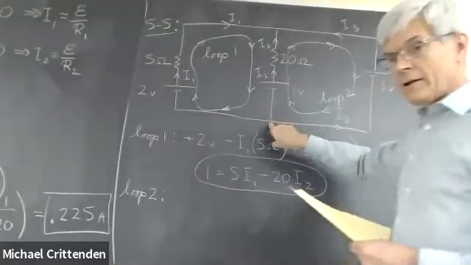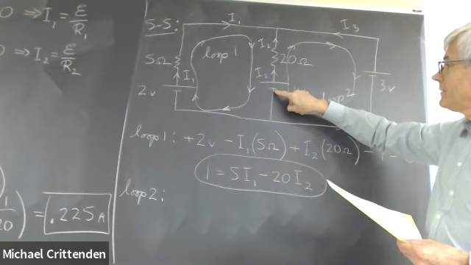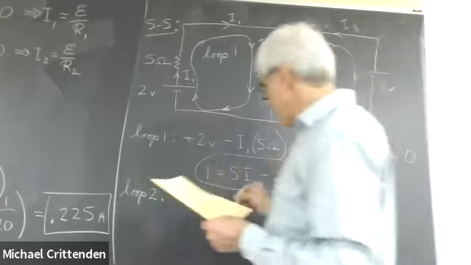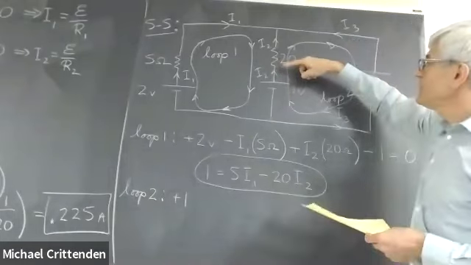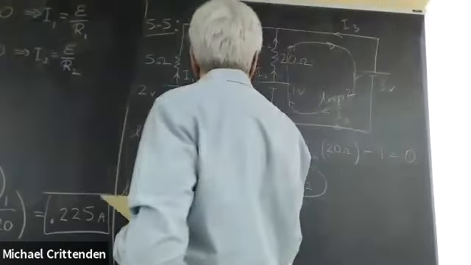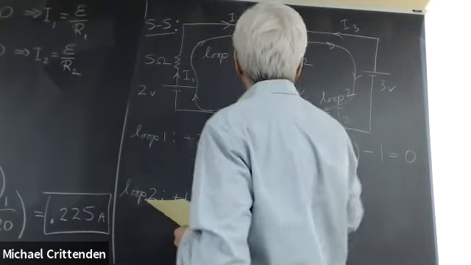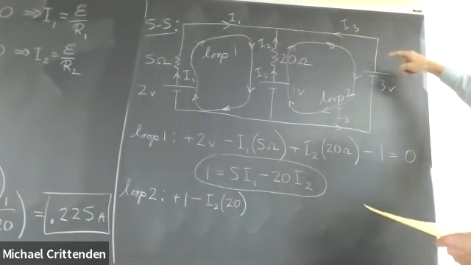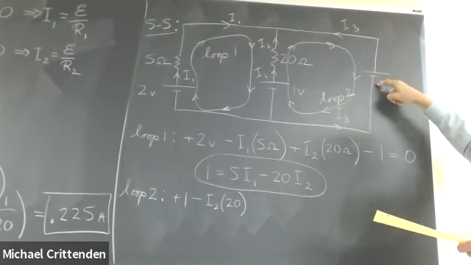So I started down here. And the first thing I encounter is this 1 volt battery. I go from the low to the high side. That's an increase. Then the loop takes me from the high end to the low end of this resistor. So that's a decrease. Minus I2 times 20 ohms. Along there. I get over here, I go from the high to the low side of the 3 volts.